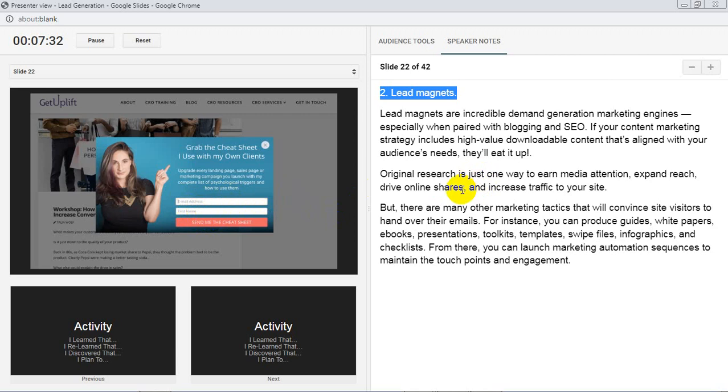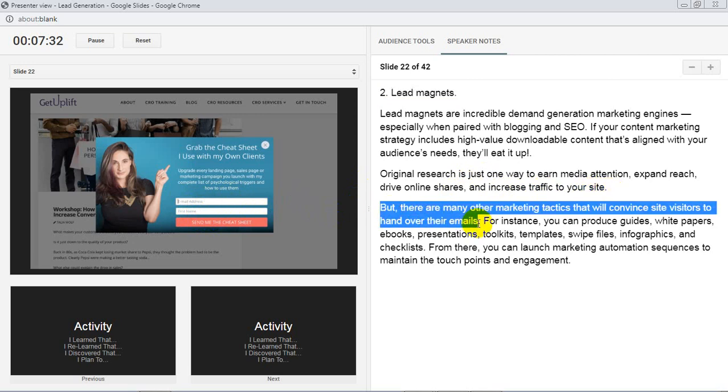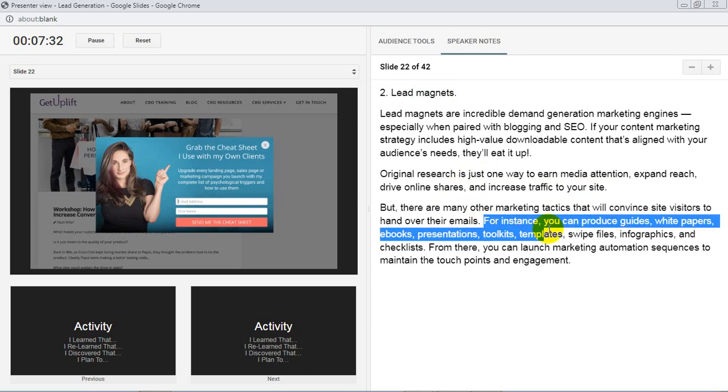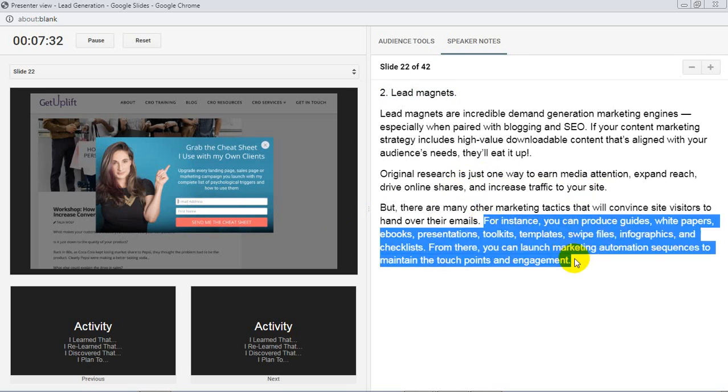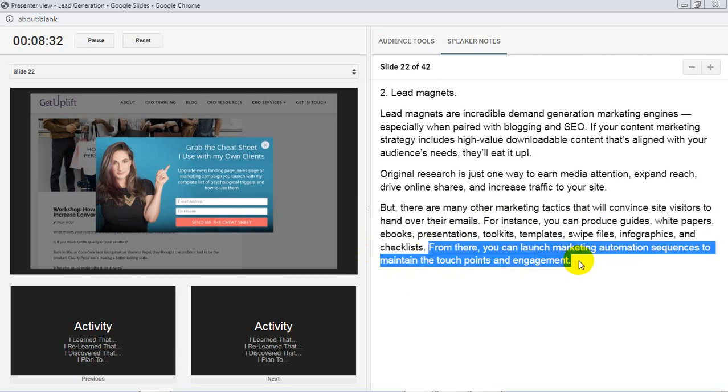Original research is just one way to earn media attention, expand reach, drive online shares, and increase traffic to your site. But there are many other marketing tactics that will convince site visitors to hand over their emails. For instance, you can produce guides, white papers, ebooks, presentations, toolkits, templates, swipe files, infographics, and checklists. From there, you can launch marketing automation sequences to maintain the touch points and engagement.